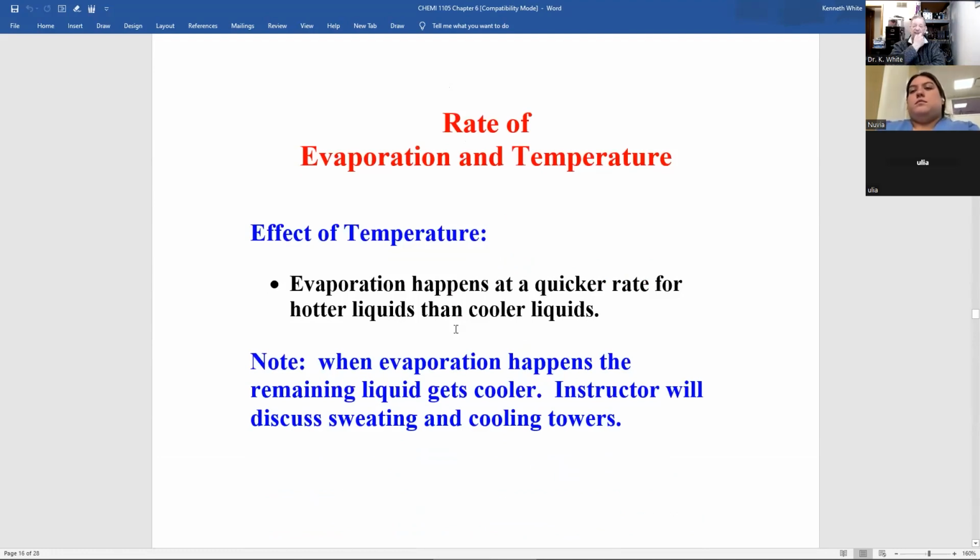Now, the rate of evaporation is dependent on the temperature. Evaporation happens at a quicker rate for hotter liquids than cooler ones. And when evaporation happens, the remaining liquid gets cooler. In a little while, I'll talk about sweating and cooling towers. By the way, men sweat, women perspire.